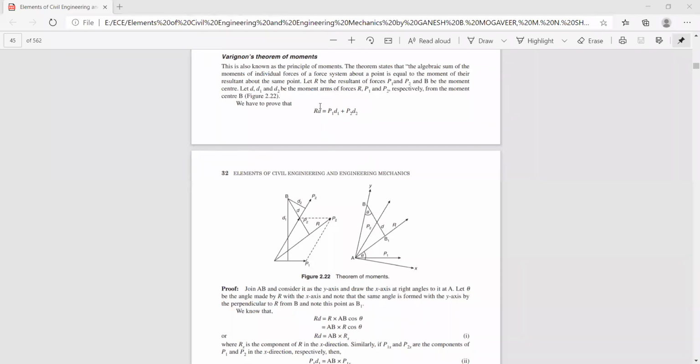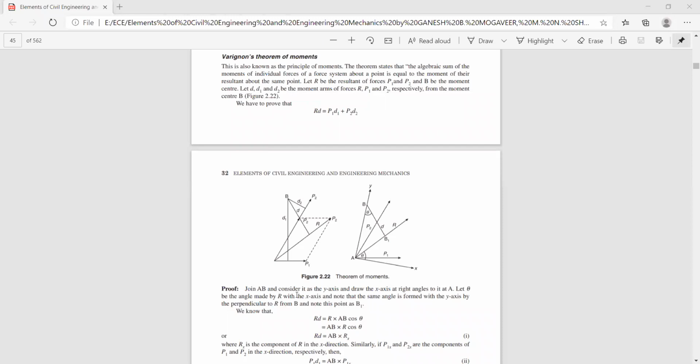Now we have to prove that R into D should be equal to P1 into D1 plus P2 into D2. That means the statement is: the moment of the resultant about any point is the algebraic sum of the moments of the individual forces about the same point. So in our case, the moment center is point B.